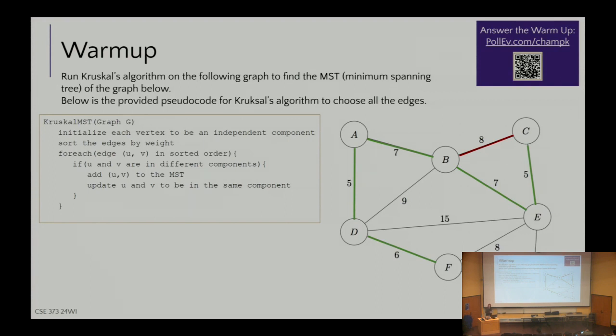Let's look at that second 8. That second 8 connects E and F. Thumbs up, do we include it? Thumbs down, we don't include it. I agree. This feels very Roman somehow. The gladiators don't make it.